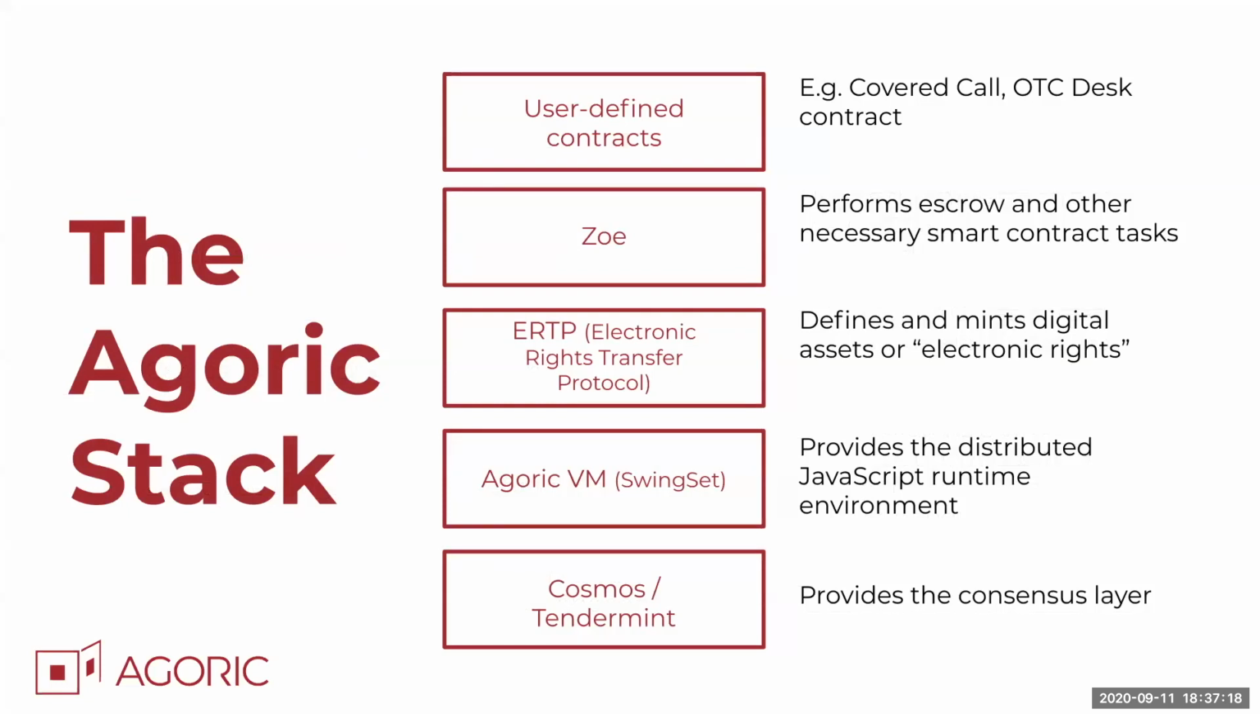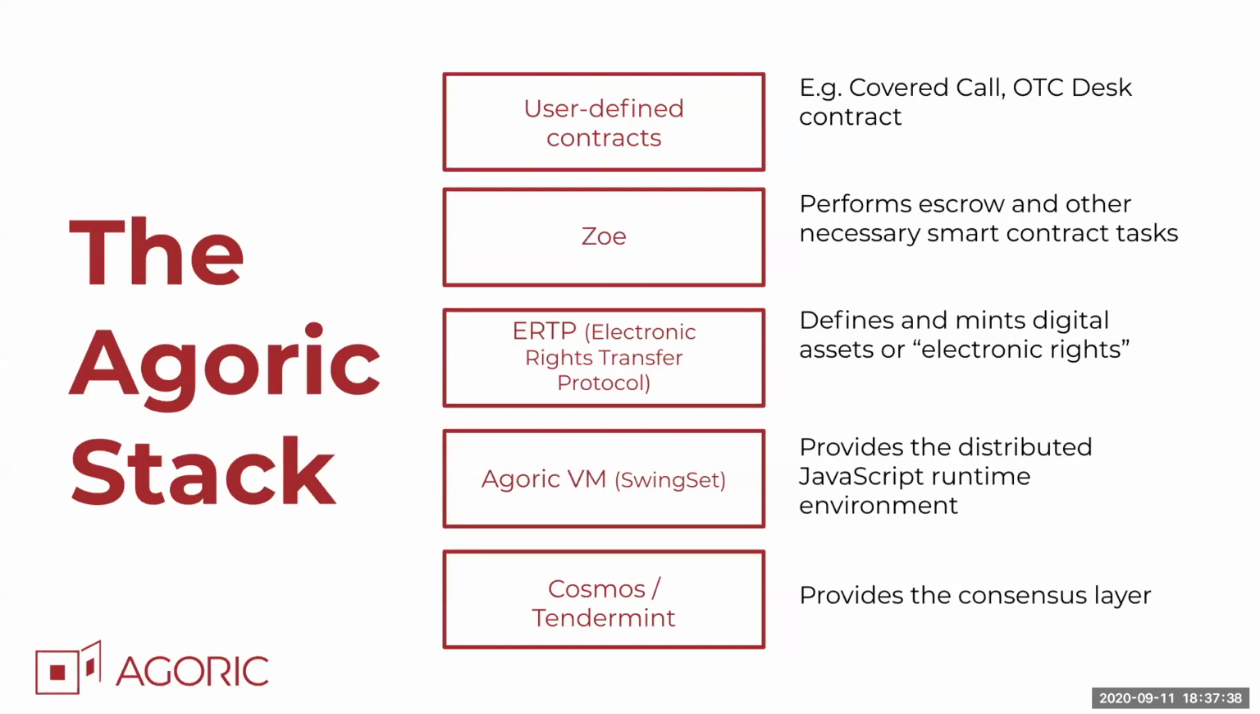All right. So let me start with just a little bit about the Agoric stack. So first, of course, we are built on top of Cosmos, on top of Tendermint. We will be deploying a public blockchain built on Tendermint with DeFi integrated from the ground up. On top of that, we have the Agoric VM, and this is what provides the distributed JavaScript runtime environment.